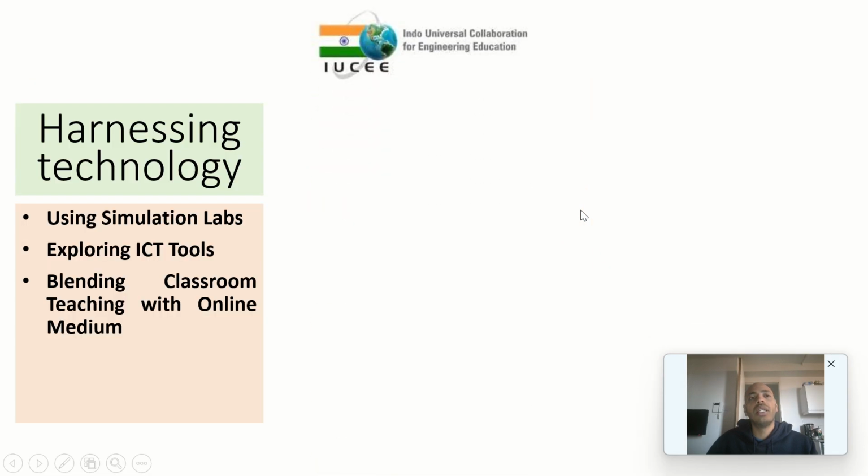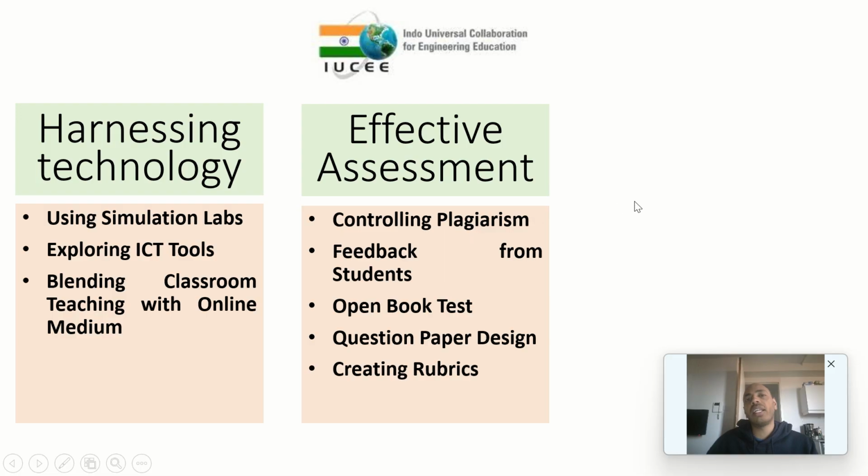Then we saw how you can use technologies in your class, like simulation labs. You can explore ICT tools. You can also blend your class with online, and you can use tools like Mentimeter and Kahoot. And finally we saw what effective assessment is, how you can do plagiarism control, open book tests, feedback from students, how you should design the question paper, and how you can finally create the rubrics.